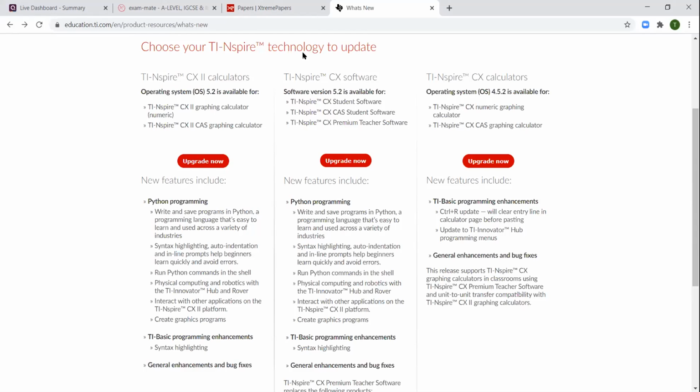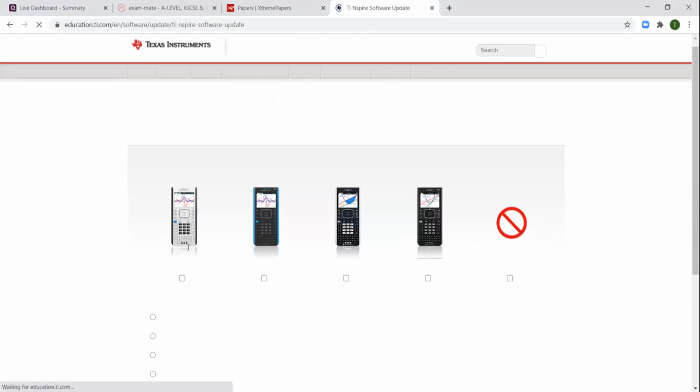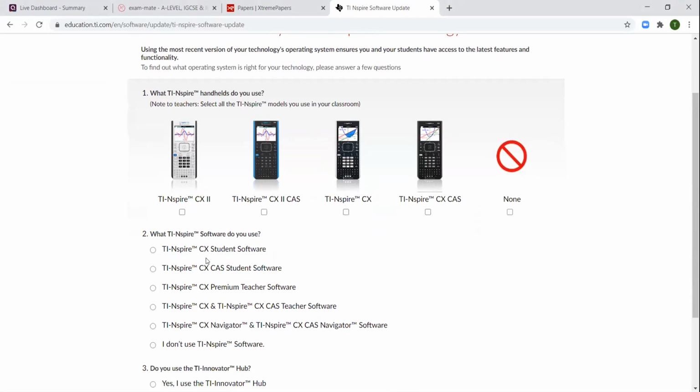Yes, in this software, you will get the Python coding if you upgrade. Upgrade, and you can choose the calculator which you have in your hand. If you have 6.2, just click there.